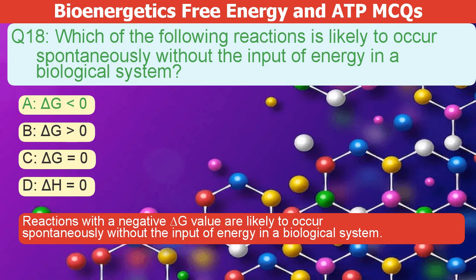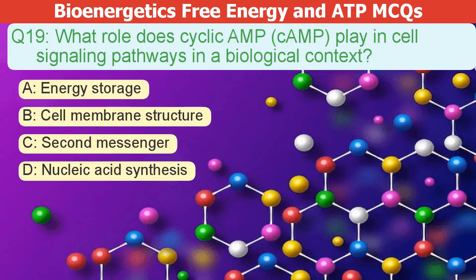The correct answer is A. Reactions with a negative delta G value are likely to occur spontaneously without the input of energy in a biological system. What role does cyclic AMP, or cAMP, play in cell signaling pathways?